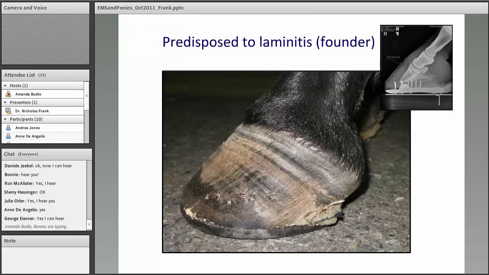That laminitis that these animals suffer from can sometimes be very obvious. The animal, unfortunately, appears crippled, very, very sore in the feet, and that's a more straightforward diagnosis of laminitis.